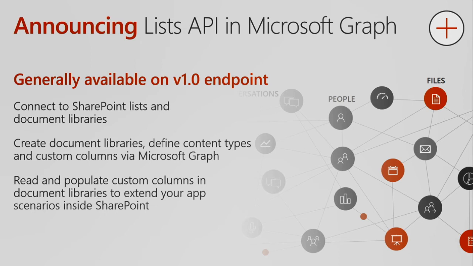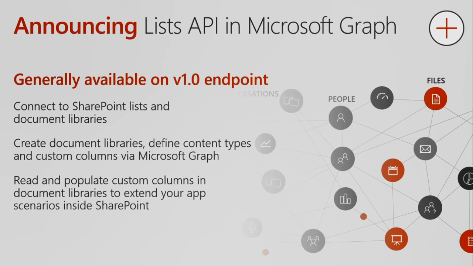So I'm happy to announce today the Lists API has become generally available on the v1.0 endpoint in Microsoft Graph. And so what the Lists API lets you have access to is all of the content of SharePoint lists via Microsoft Graph. So you can enumerate the lists that are available within a team site or a group. You can enumerate all of the columns and the list items within a list.